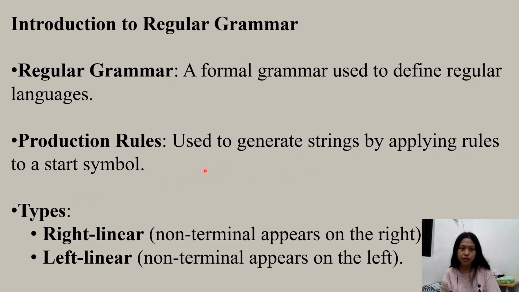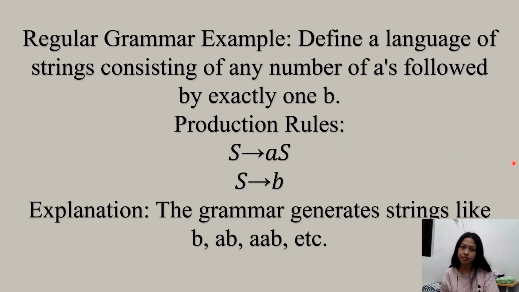We have two types of regular grammar: the right linear, in which the non-terminal appears on the right, and the left linear, in which it appears on the left.